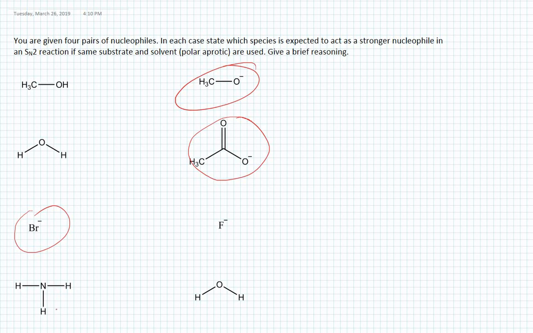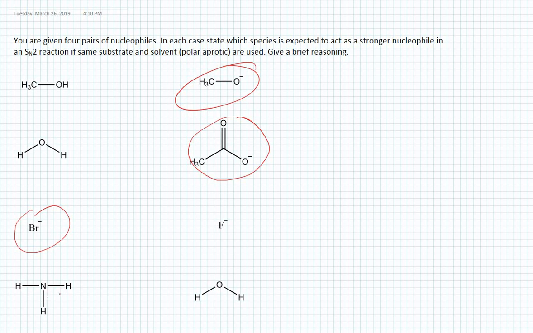We have NH3, ammonia, versus water. Again, these two are similar molecules because they have 3 hydrogens and 2 hydrogens, and we are in the same row in the periodic table. So this is the second row, nitrogen and oxygen. We know that nitrogen is 5A, oxygen is 6A, and we know that oxygen is more electronegative than nitrogen.